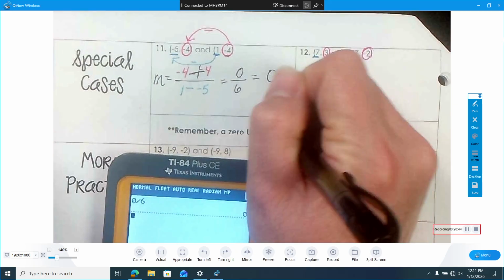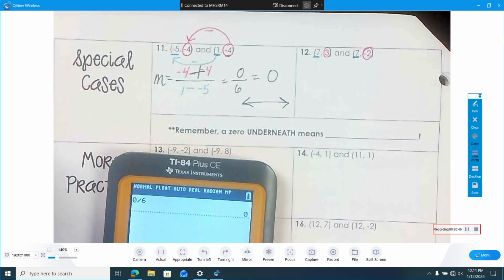Horizontal. Very good. It's a horizontal line. That's a slope of 0. Okay? It's a slope of 0.